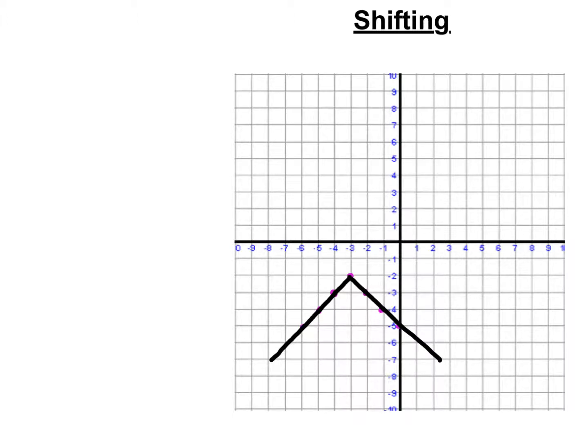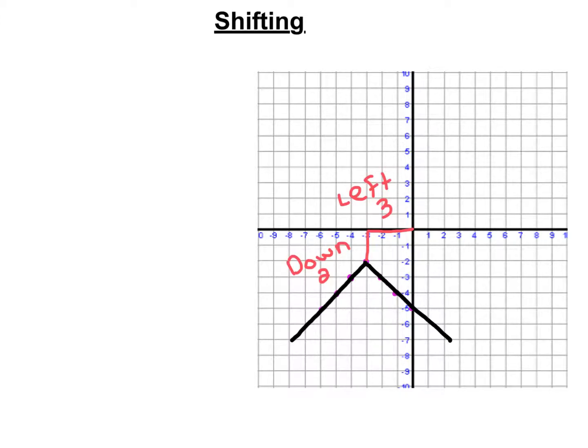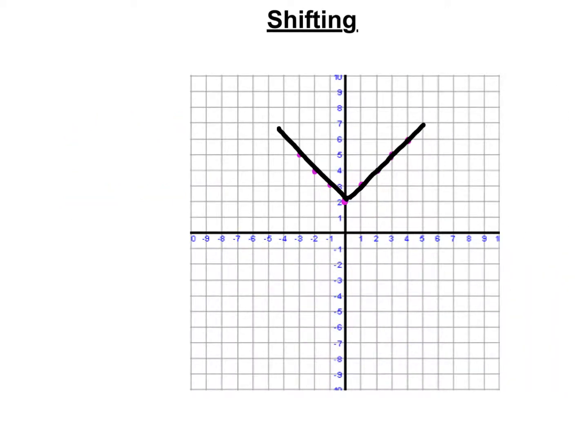Okay, so this next one. We have the origin right here. We're trying to tell somebody else, where did this thing go to? It went left 1, 2, 3 spaces and went down 2 spaces. So we're going to say that the shift went left 3 and down 2. That's it. There's your shift. All right, let's look at this next one.